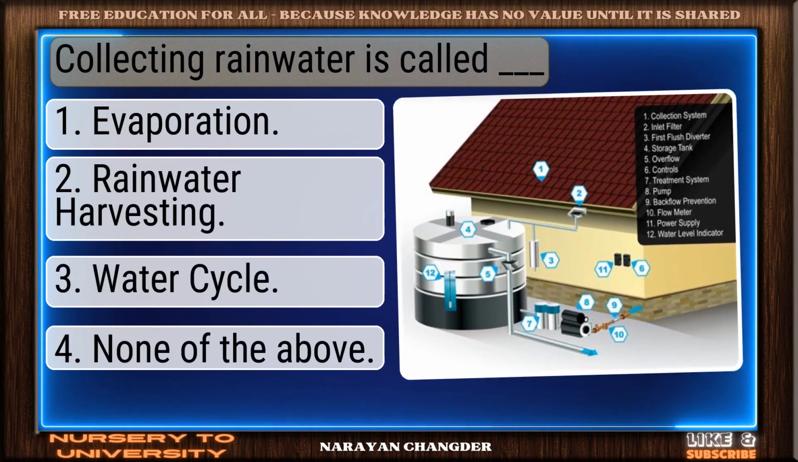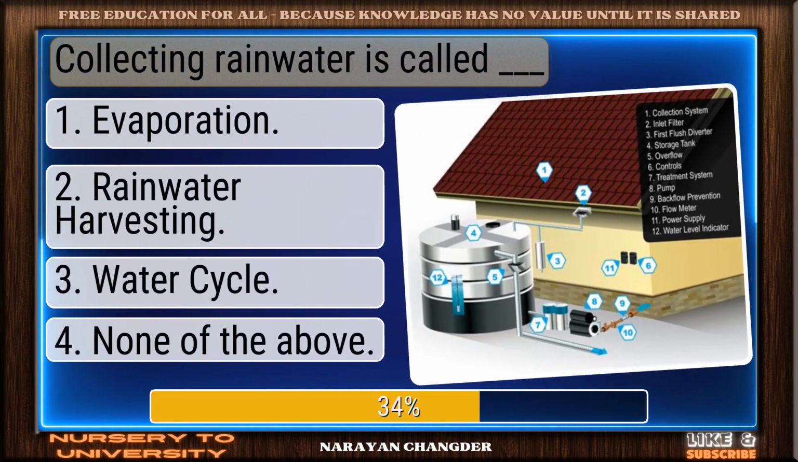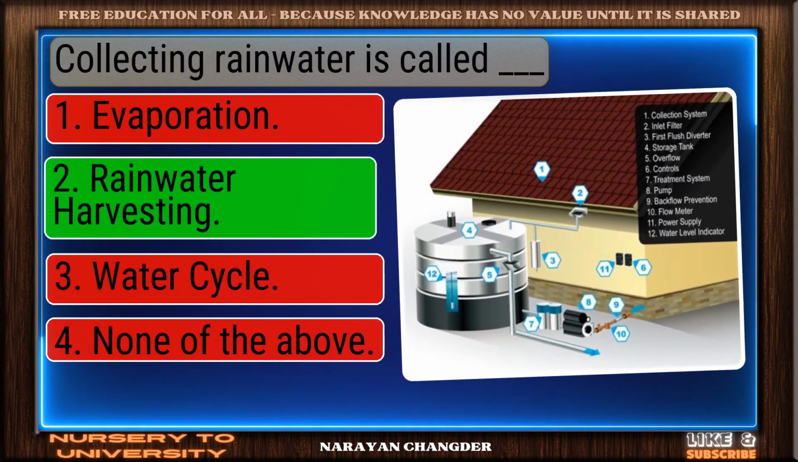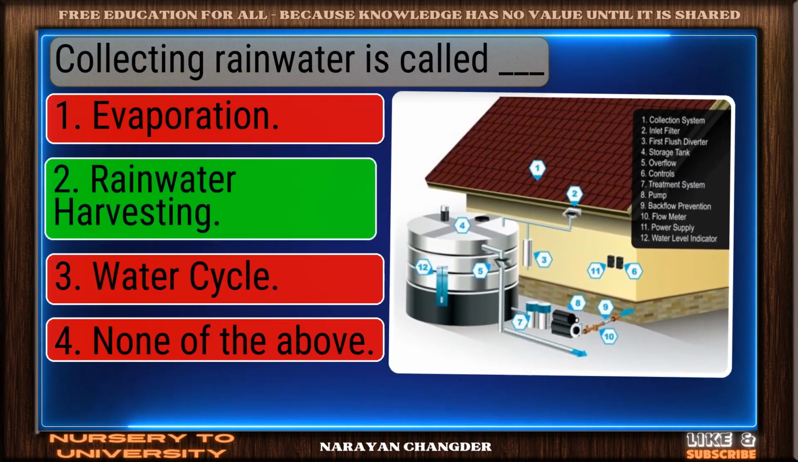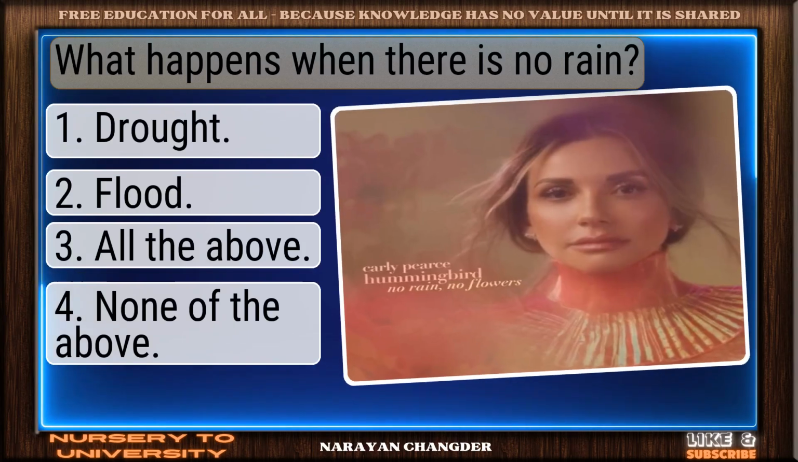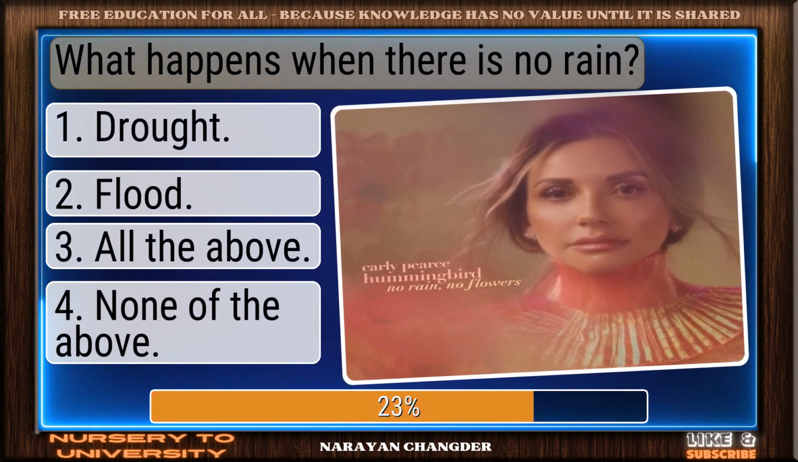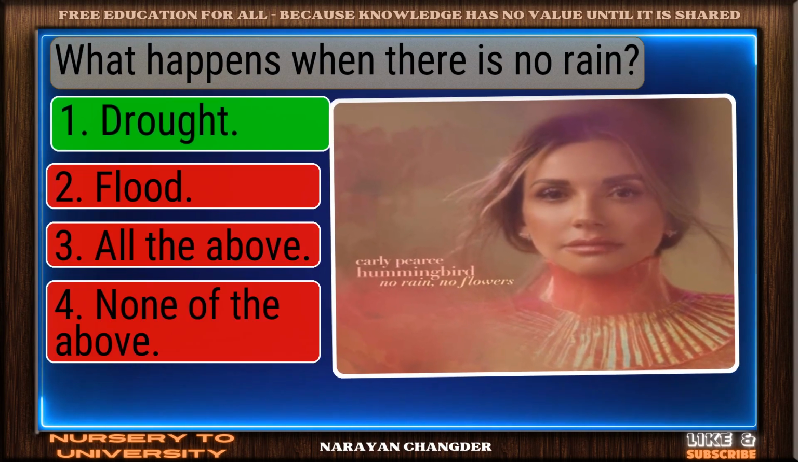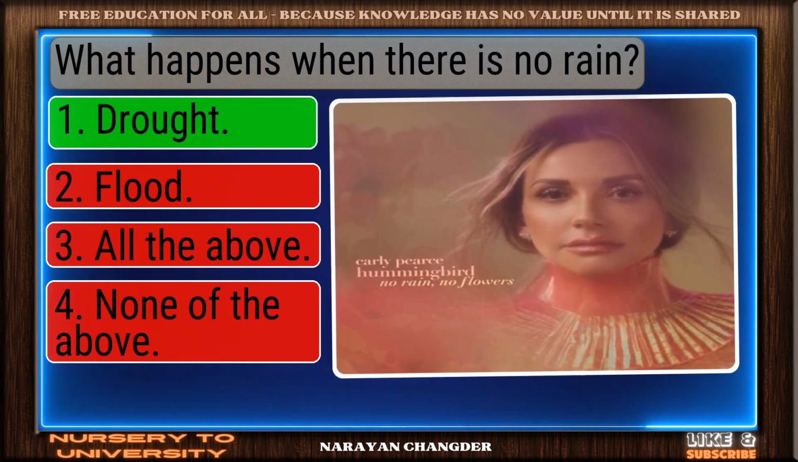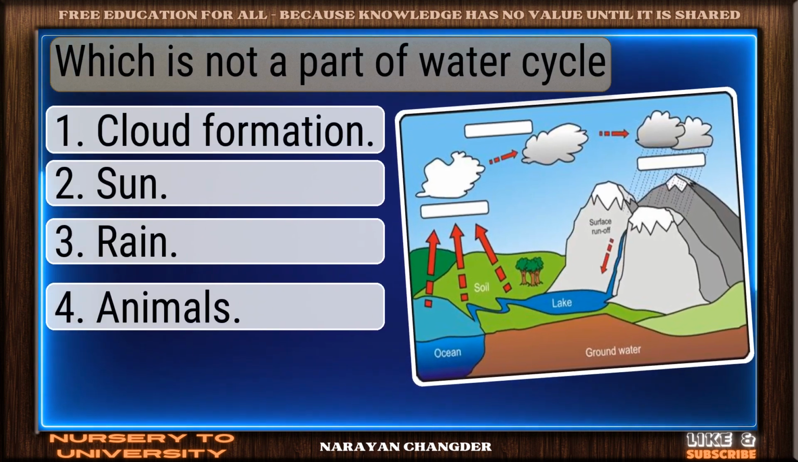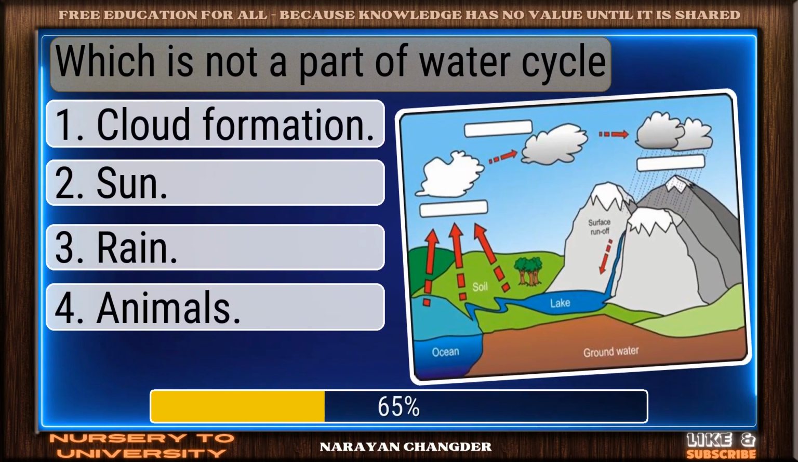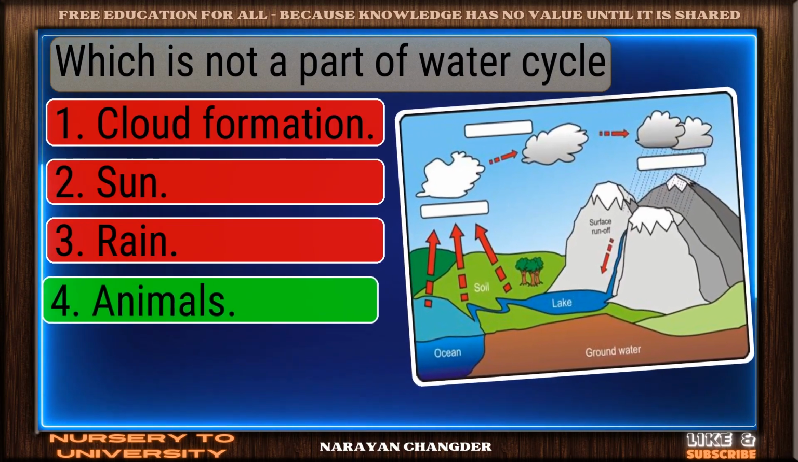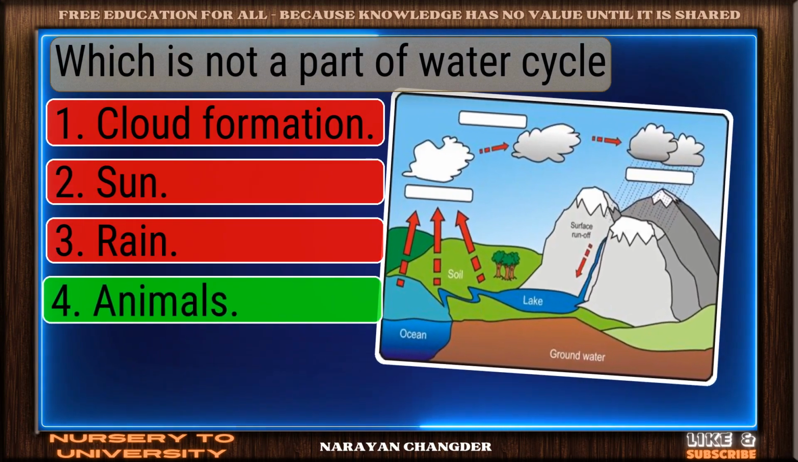Collecting rainwater is called dash. Correct response. Rainwater harvesting is the most accurate answer. What happens when there is no rain? Excellent. Drought is a brilliant choice. Which is not a part of the water cycle? Bravo! Animals is the answer.